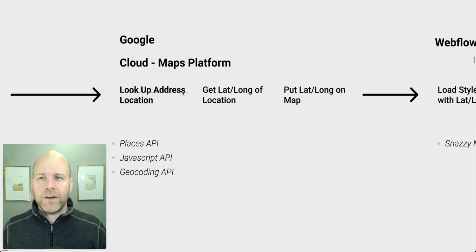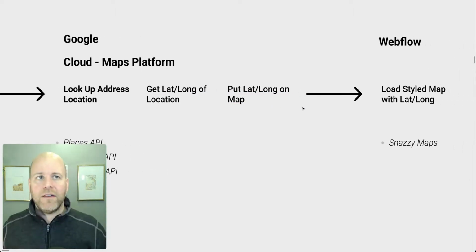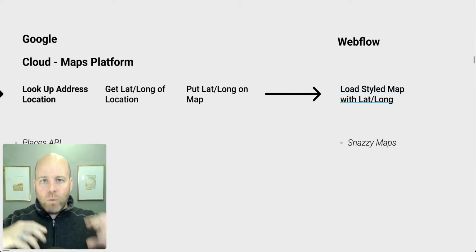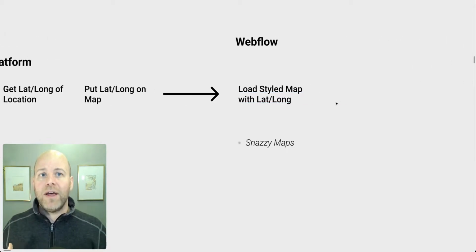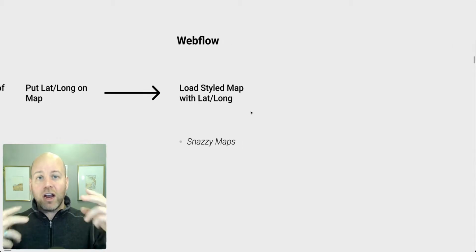You'll have to edit it a little, but to make it really easy for you, if you go to the No Code Collab website, I've got the code. You can copy paste it into your Webflow site. So we've looked up the location. We have the lat long. We put it on a map. Then, the way I think of it, we go back and Webflow then loads up our styled map with that lat long on there.